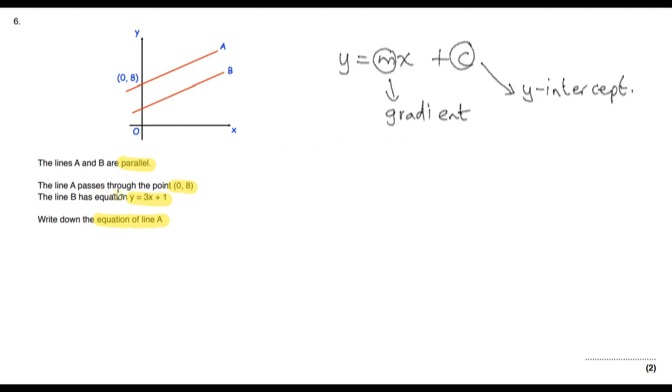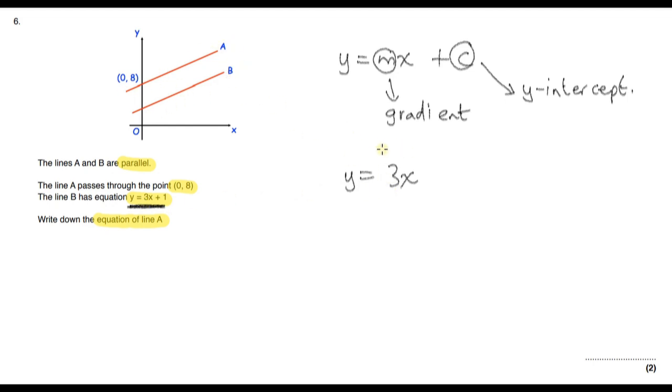Now we're told that these two lines are parallel. That's really important because that means that the gradients are the same. If we're looking at the equation of line B, we can see that the gradient is 3. It's the number in front of x. So it's going to be exactly the same for line A. So we know it's going to start with 3x. The gradients are exactly the same because they're parallel.